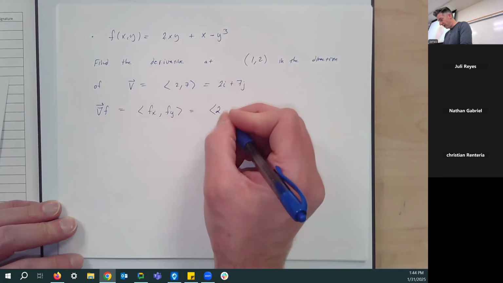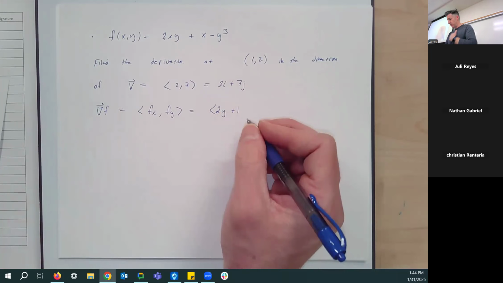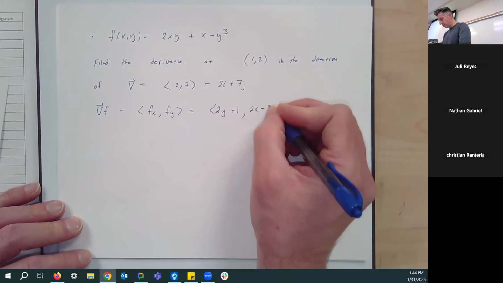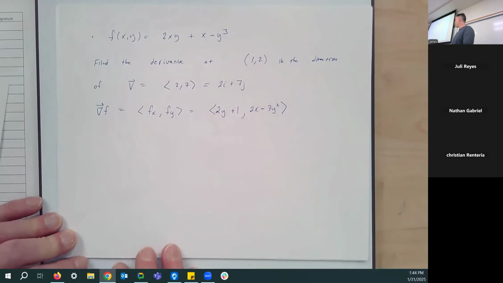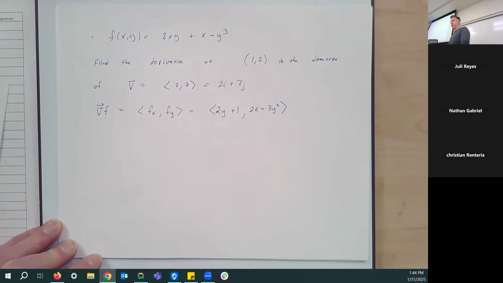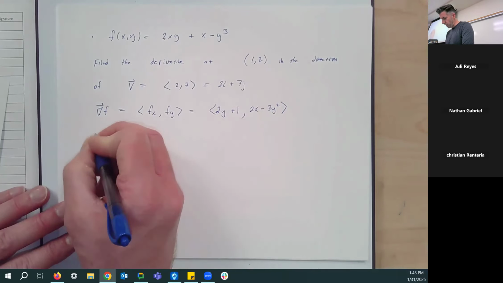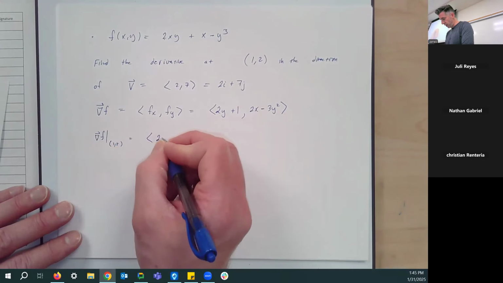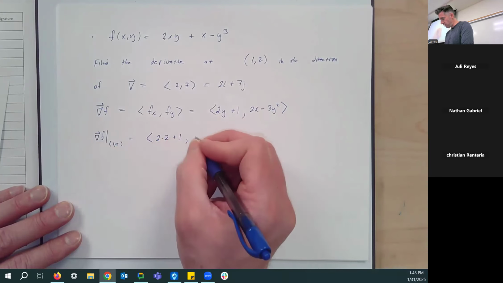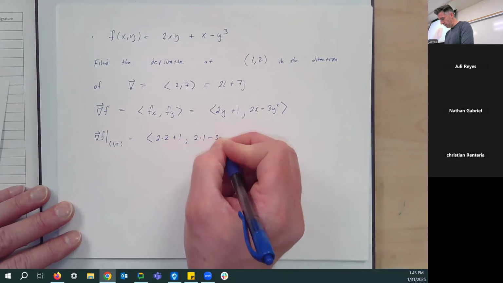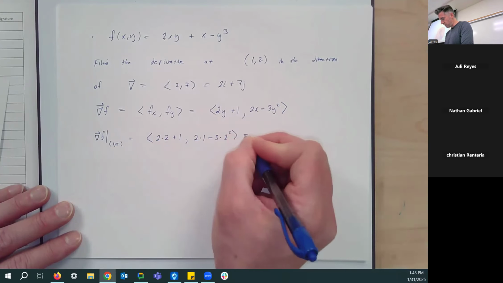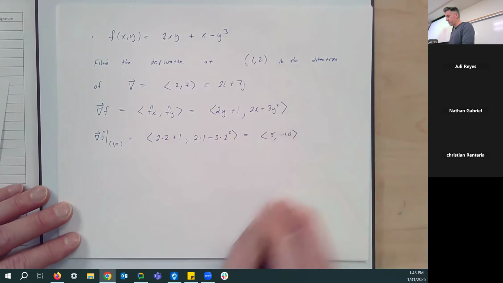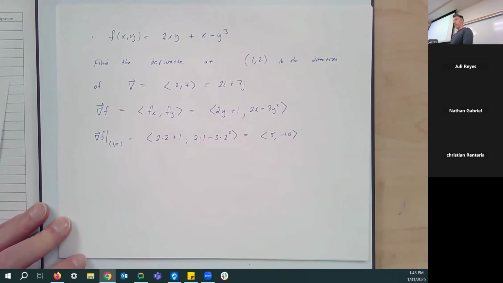So fy is going to be 2x minus 3y squared. So that's our general gradient, and then we're going to find the gradient at the point. So we're going to plug in 1 comma 2 and get the vector 2 times 2 plus 1, comma 2 times 1 minus 3 times 2 squared, which is going to be 5 comma 2 minus 12 is negative 10. So there's your gradient vector.